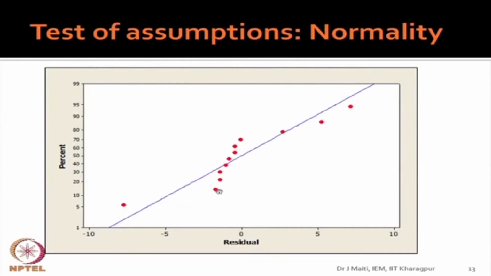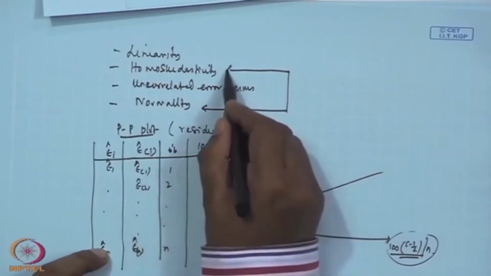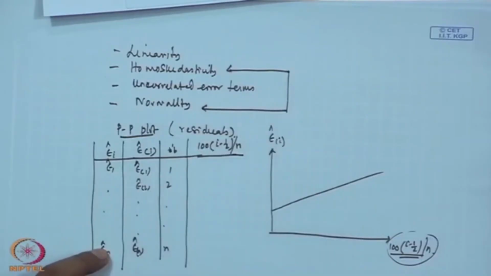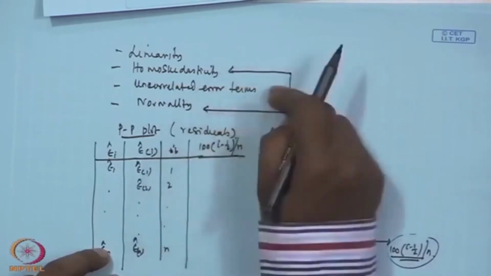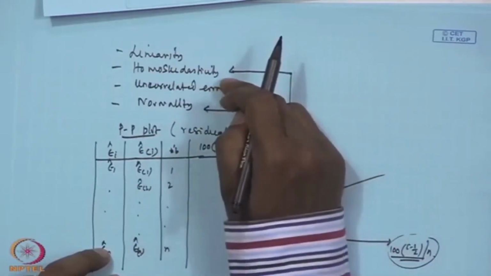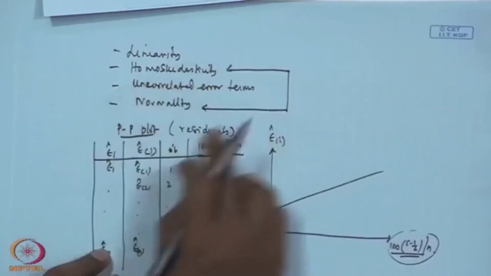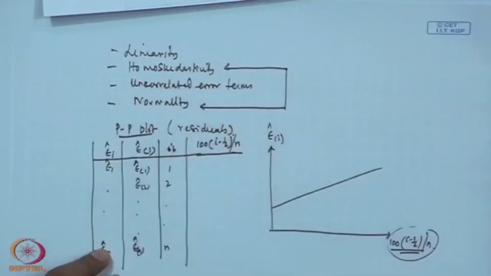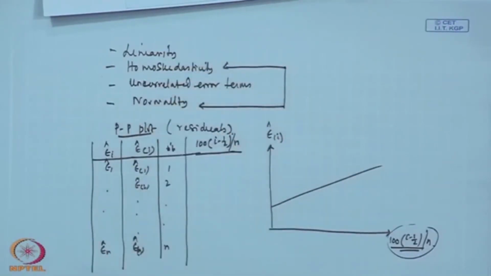So there is departure, it is not normal. Actually the interesting thing is that when there is heteroscedasticity, there is usually also a normality problem. So if you transform to solve the heteroscedasticity problem, you will find the normality problem is solved. Many times, if you solve normality, the heteroscedasticity problem will go away also.